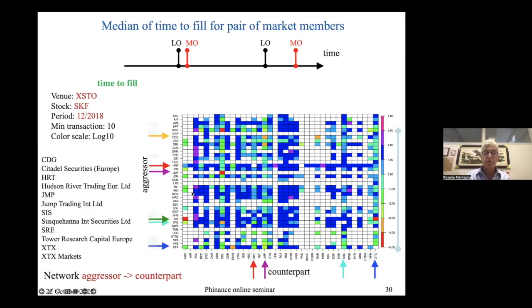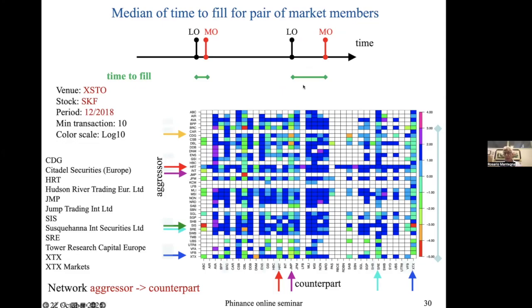Another thing that I would like to raise to your attention is the time scale of the phenomena. You can, for example, estimate what is called the time to fill. The time to fill is the time that you observe between the submission of a limit order and the subsequent action of the market order concerning that specific limit order. We have the entire order book, so we can extract the time to fill for all the filled orders, and we can compare the median of this time to fill for each pair of interaction.